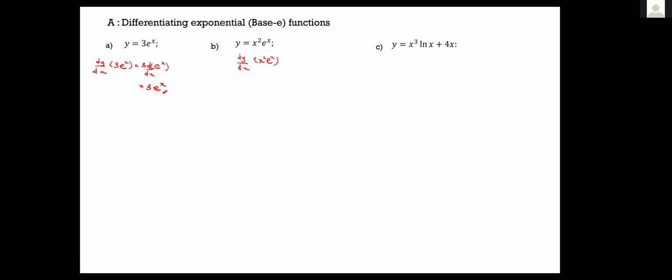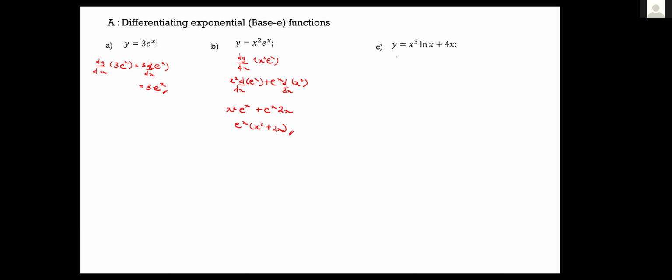In this case, we can do the same. dy/dx of x squared e to the x becomes, since you have x squared multiplying e to the x, we can use the product rule. So we have x squared and then d/dx of e to the x, plus e to the x and then d/dx of x squared. And so we have x squared e to the x, since the derivative of e to the x is the same, plus e to the x, the derivative of x squared, which is 2x. And we can rewrite this as e to the x times (x squared plus 2x).